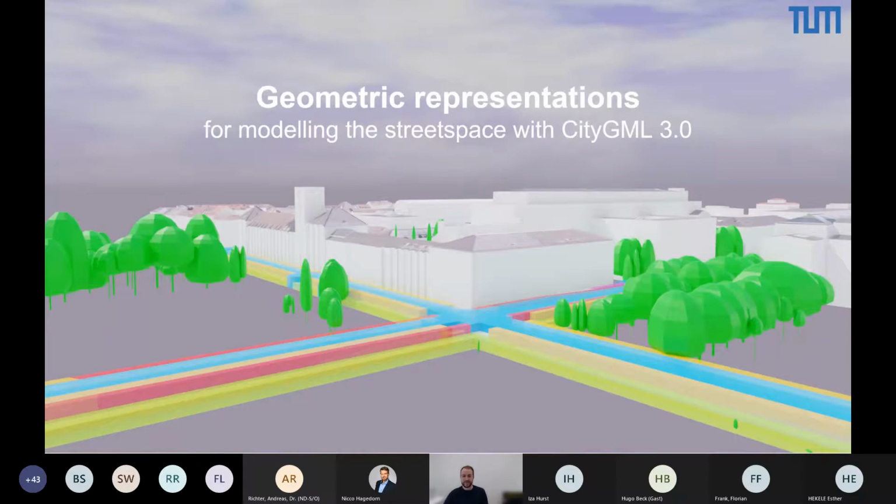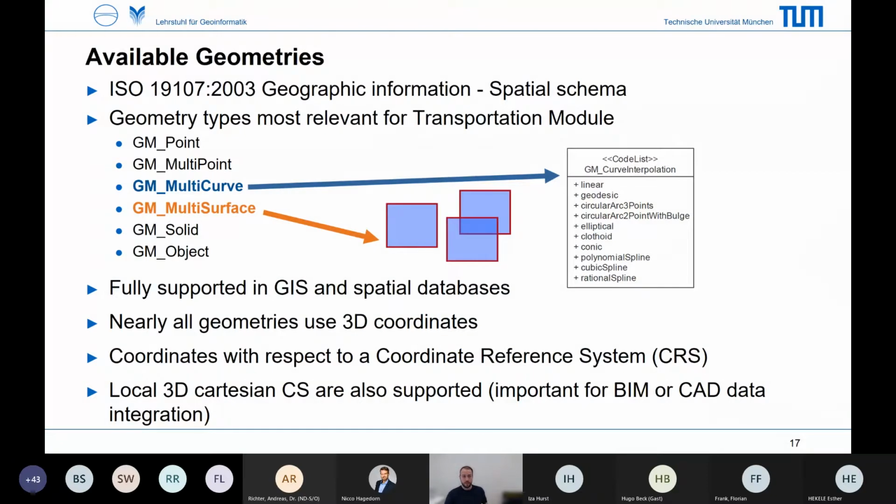Okay, this was the basic overview of the most important semantic concepts, how the street space and street networks are decomposed into smaller objects in CityGML. Now let's have a look at geometric representations, how these can be modeled geometrically. As I said, CityGML is based on the ISO 19107 series and thus uses the specified geometries that are available there. And the 2 most important geometries, probably in the context of the transportation module, are on the one hand multi-curve geometries and on the other multi-surface geometries. So it is possible to model these objects with areal or surface-based representations as well as with linear or graph-based representation. This is fully supported by GIS spatial databases.